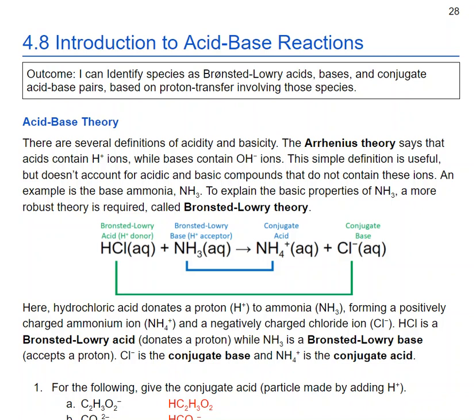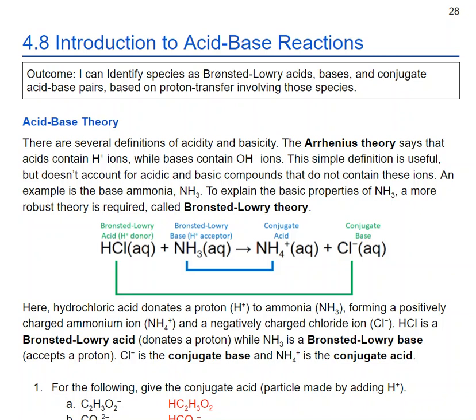The Arrhenius theory says that acids contain H+ ions while bases contain OH- ions. This is a simple definition, which makes it useful, but it also makes it not super accurate. For example, what about ammonia? Ammonia is a base. Even though it doesn't contain hydroxide, it causes the pH of water to increase and become more basic.